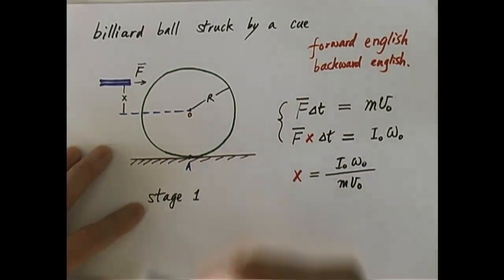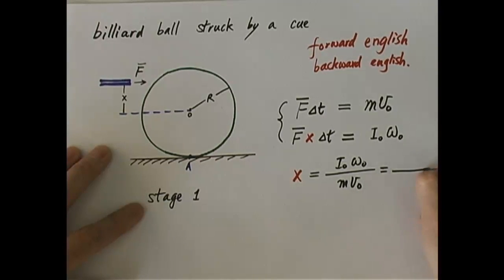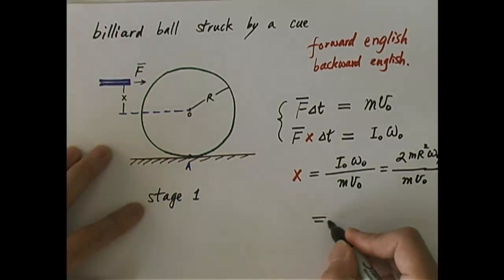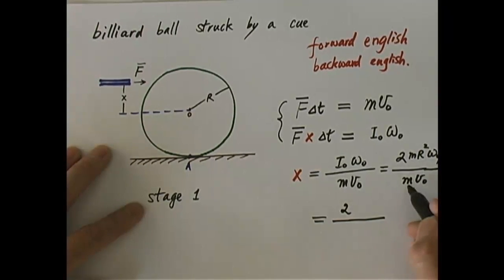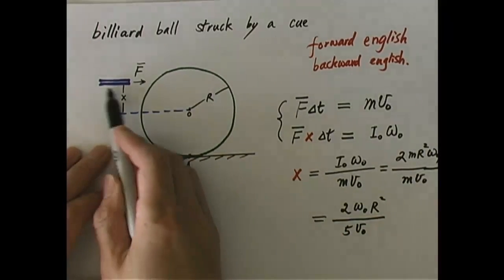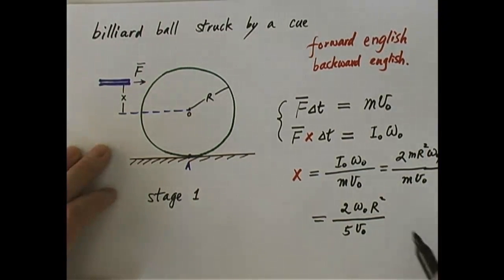Suppose it's a uniform sphere of mass m, radius r. I_O about the center of mass, 2/5 m r squared. Okay, so that is 2/5 m r squared omega O divided by m v O. Let's work it out. What's that equal to? 2 m and m cancels, r squared omega O over 5 v O. X is determined by where you strike it, and it does not change. Okay, once you strike it where you strike it, x is fixed.